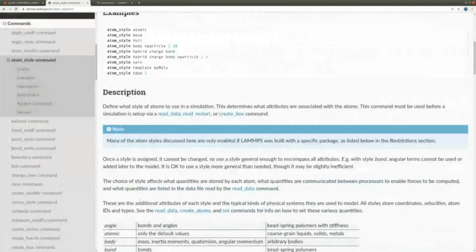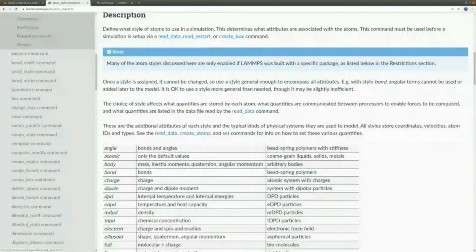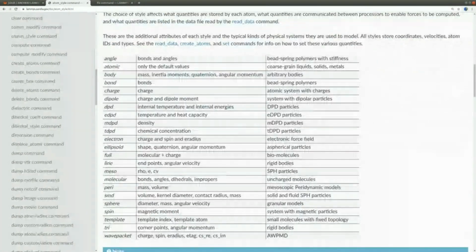And then there's usually a very good description of either the physics behind whatever they're showing, or in this case, a very good description of what the different styles do. I have a list of all of the atom styles that LAMMPS does. We are using the atomic style, and you'll notice that the atomic style only considers what LAMMPS considers default. It is the bare minimum style. It does all of the defaults, nothing more, nothing less.